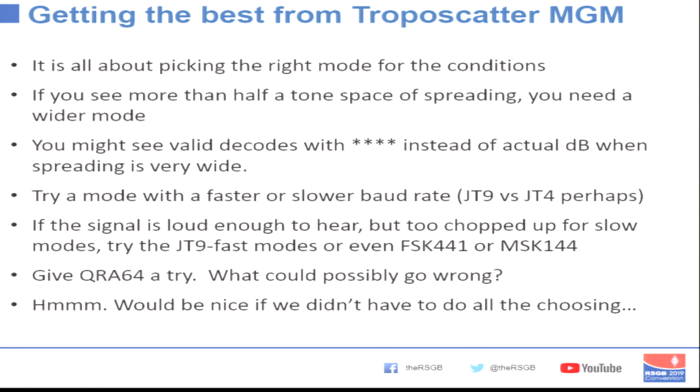Anybody use JT9 fast for anything? Not a lot of... Oh, yes. John, right. JT9 fast modes are really good for aircraft scatter and other sorts of short-term fading. So give them a try. Also, why not try the moon bounce modes like QRA64? It just might work. Would it be nice if we didn't have to do all this choosing?